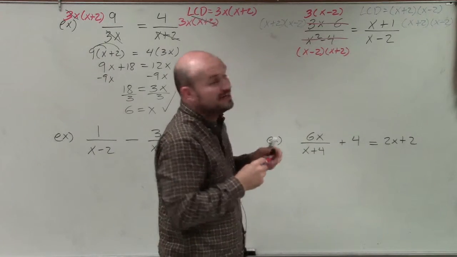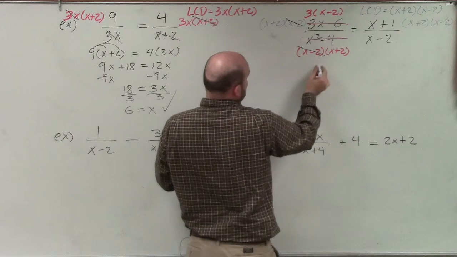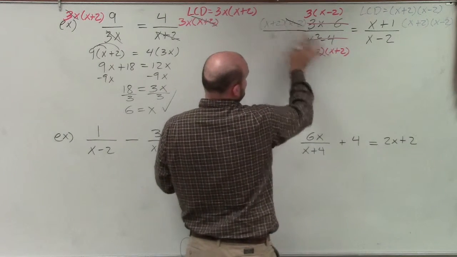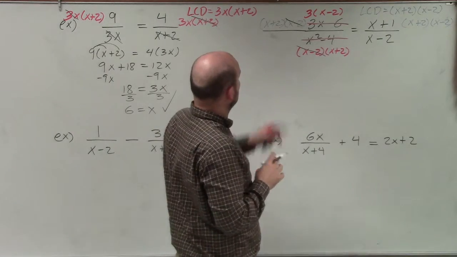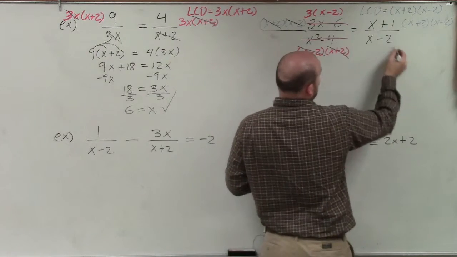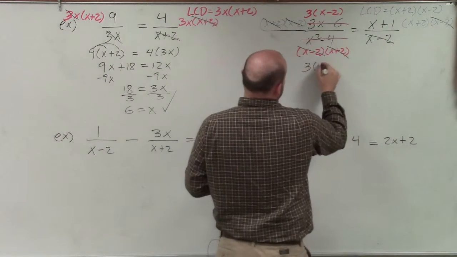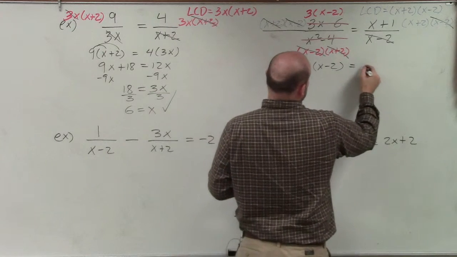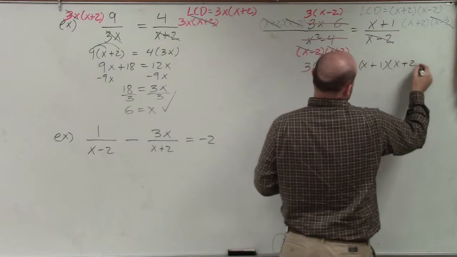So now, again, we can apply this division property here. So over here, you can see my x minus 2s are going to divide out, right? Because these are in the numerator. Here's the denominator. And actually, my x plus 2s are also going to divide out. Over here, I'm just going to have my x minus 2s are going to divide out. So therefore, I'm left with 3 times x minus 2 is equal to x plus 1 times x plus 2.